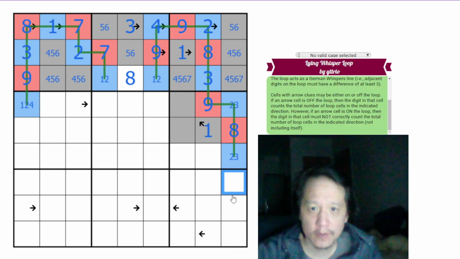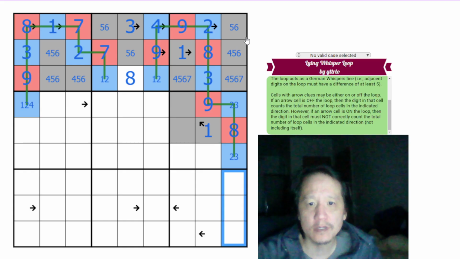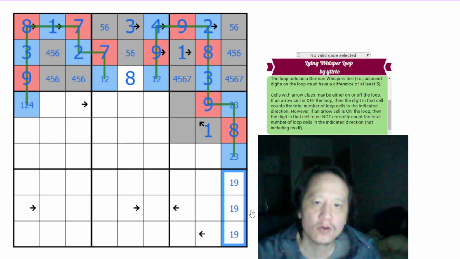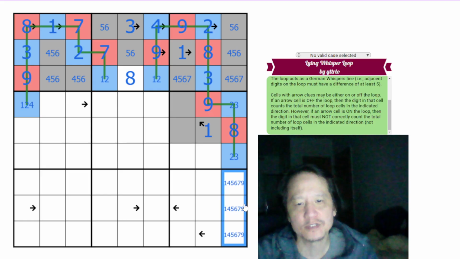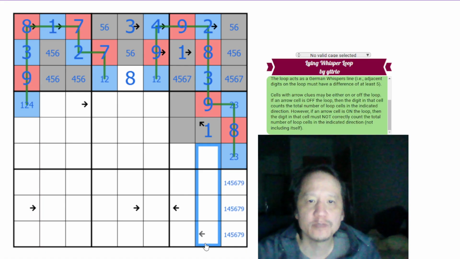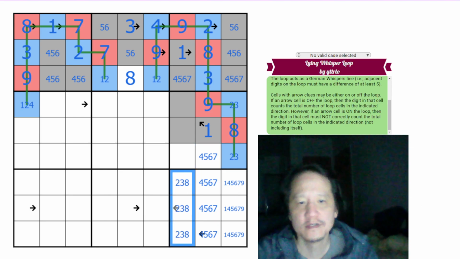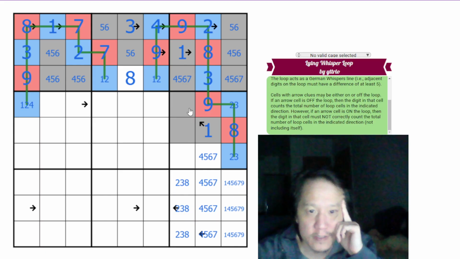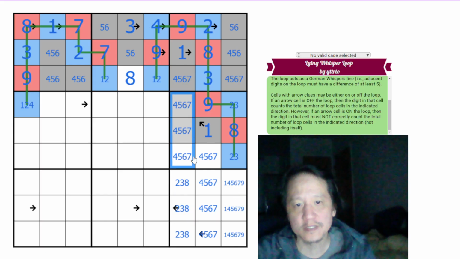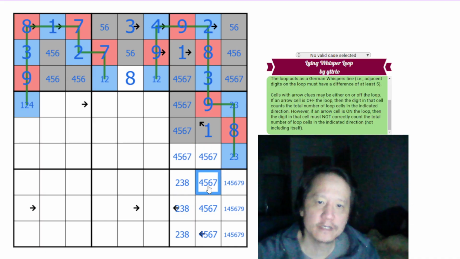Okay. So this cannot be 2, 3, or 8. So we have a 1 and a 9 here, and one of 4, 5, 6, or 7. This has to be 4, 5, 6, 7. Oh. So then this is 2, 3, and 8. This is also 4, 5, 6, 7. It could technically go there. That's fine.